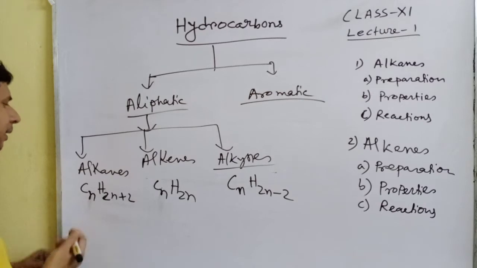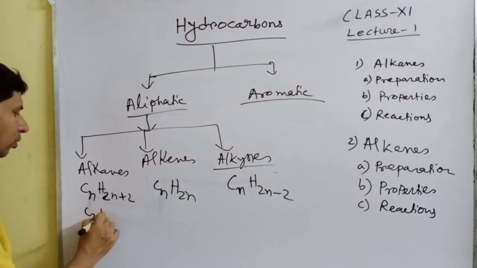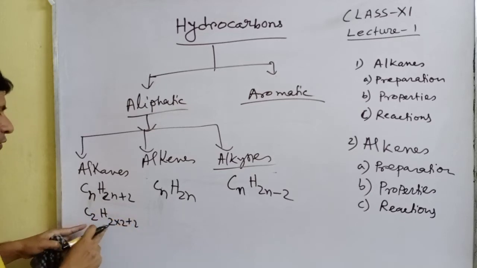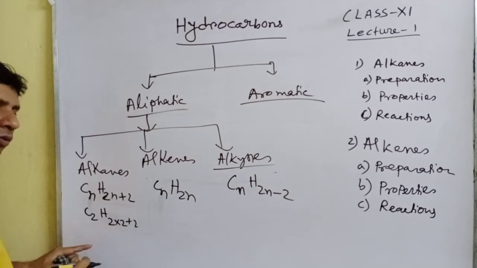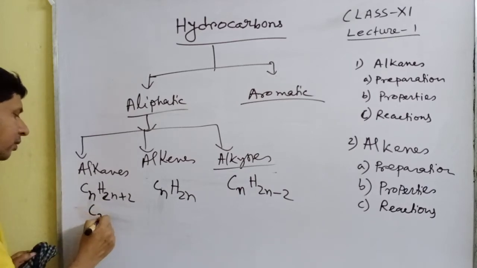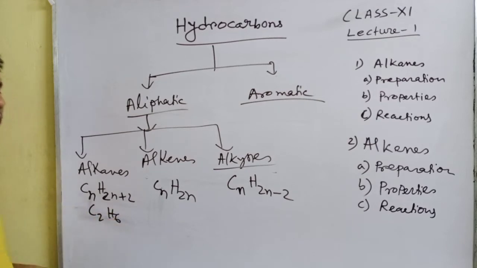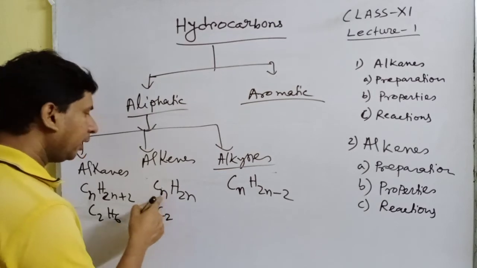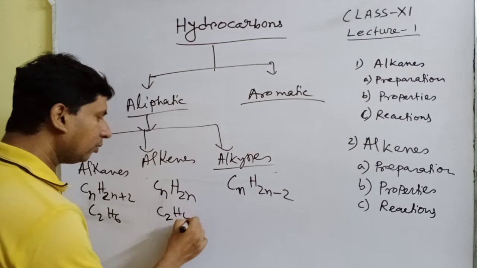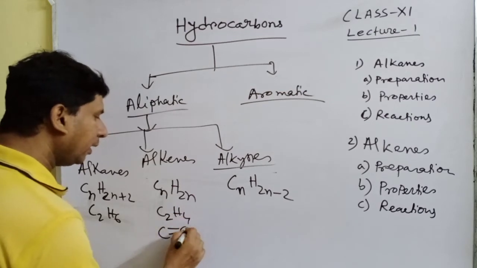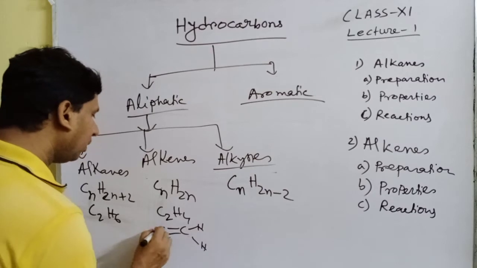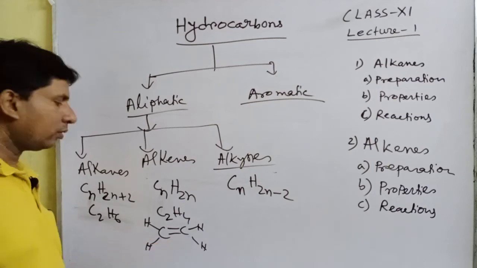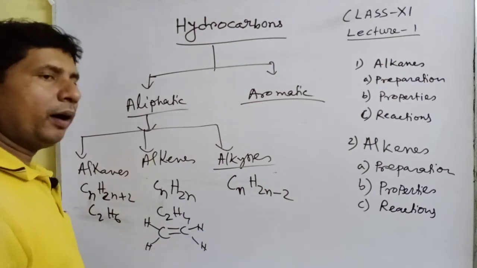Example, if n is 2, then what happens? C2H(2 into 2 plus 2), that is actually C2H(4 plus 2), 6. So it is C2H6, C3H8 in this way. And for alkene, if n is 2, then it is C2H4. That means C double bond C with four hydrogens, because all carbon contains four bonds. Okay, this is the alkene hydrocarbon.